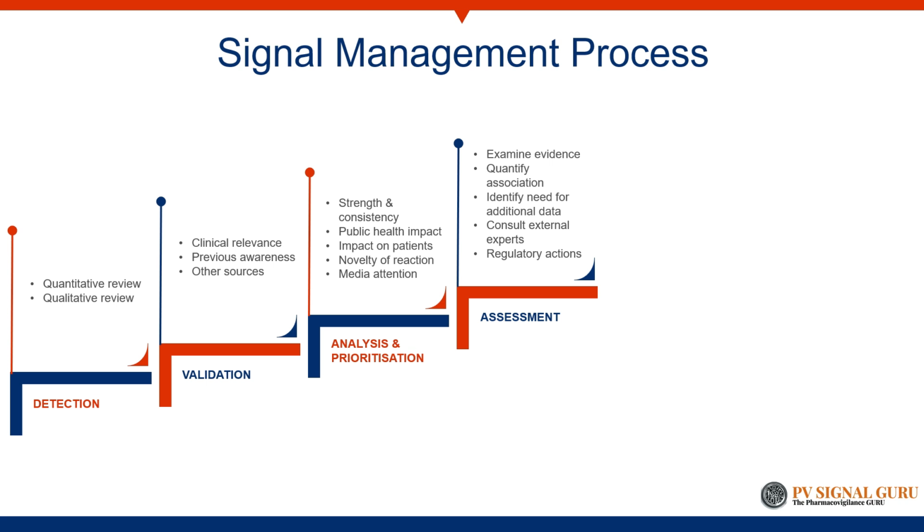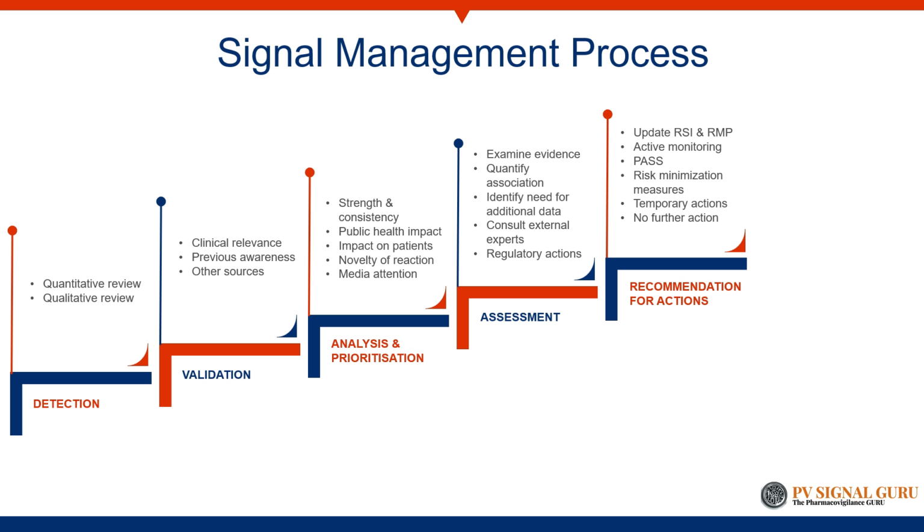Based on this assessment, we propose the appropriate recommendations for actions. Again, the recommendations could be updating the product label or the RMP, conducting further studies, or implementing any risk minimization measures. And the recommendations we propose are usually submitted as variations to the regulators as well. And the actions that we propose are proportionate to the risk which is identified.